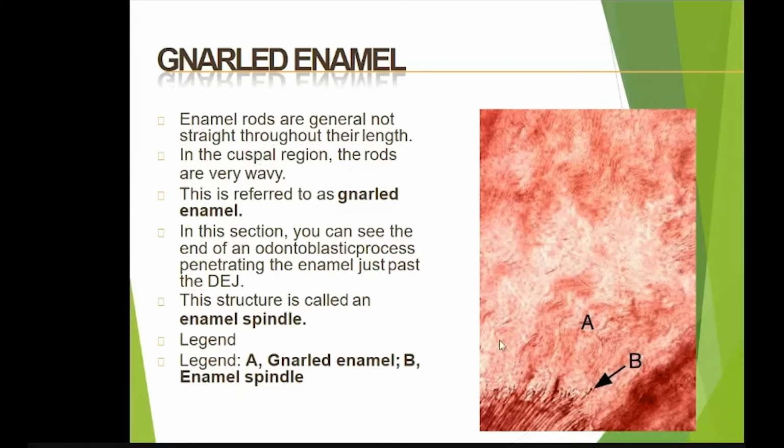In the cuspal region the rods are very wavy. The whole area looks wavy; I will point to it with the pointer. You can see this wavy area. In this section you can see the end of an odontoblastic process penetrating the enamel just past the dentino-enamel junction. It passes from the dentin into the enamel; we call it the odontoblastic process.